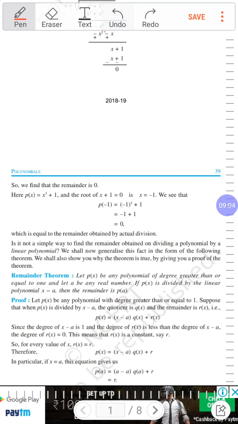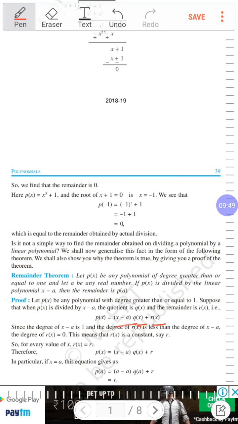Now the proof. What is the proof over here? Let p(x) be any polynomial with degree greater than or equal to 1. Suppose that when p(x) is divided by x - a, the quotient is q(x) and the remainder is r(x), that is, p(x) is equal to (x - a) into q(x) + r(x). x - a is what? Divisor. q(x) becomes the quotient and r(x) becomes the remainder.